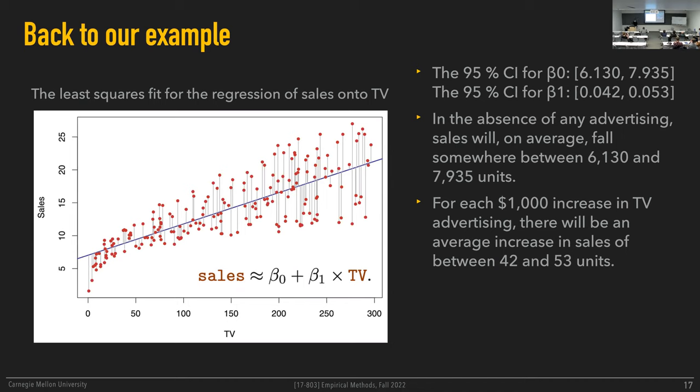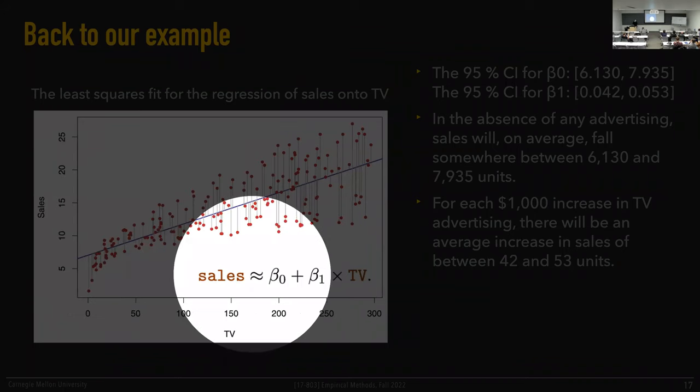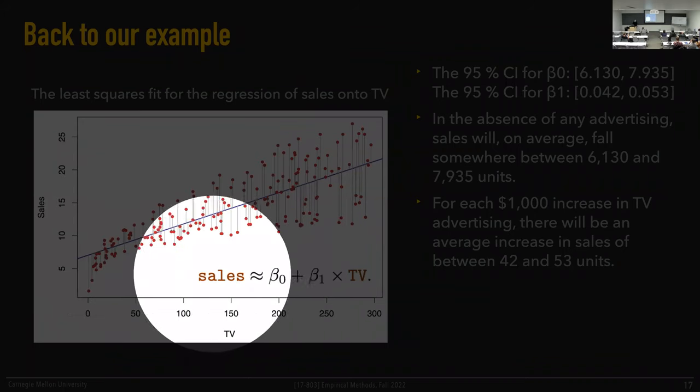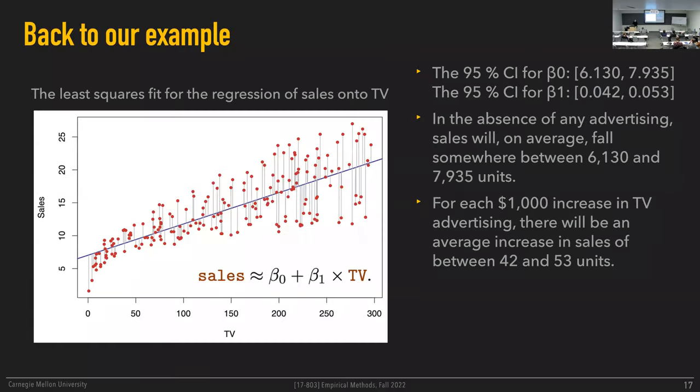Okay, so you can see, there we go. Beta zero is the intercept. We call that the intercept. That's the value of y when x equals zero. So you can see that 95% of the time it's between six and some change and almost eight. That makes sense, based on what I'm showing you here. And then similarly, the slope coefficient beta one is between whatever that is, 0.04 and 0.05.